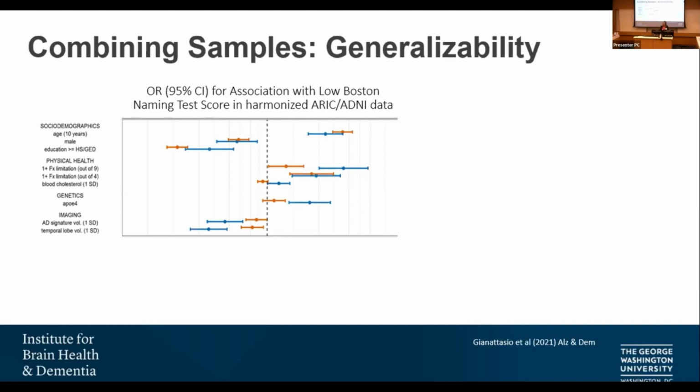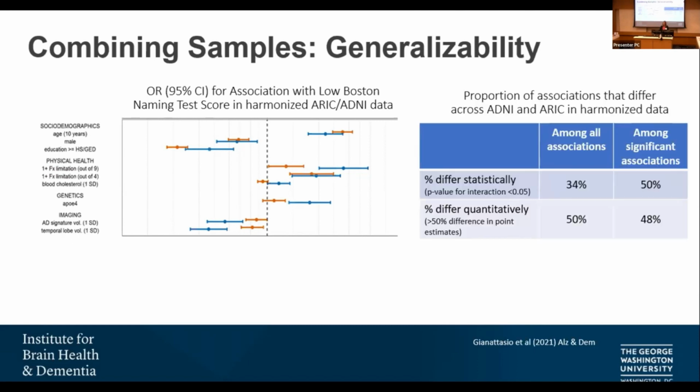I don't see my legend right here, but I believe ERIC is in orange and ADNI is in blue. But if I'm wrong about that, I apologize. And you'll notice that there are a number of cases here where we get different answers, right? We don't get overlapping confidence intervals. We don't necessarily get even the same direction of association. And if we do this for this kind of kitchen sink approach, the proportion of associations that differed across ERIC and ADNI and harmonized data were quite significant.